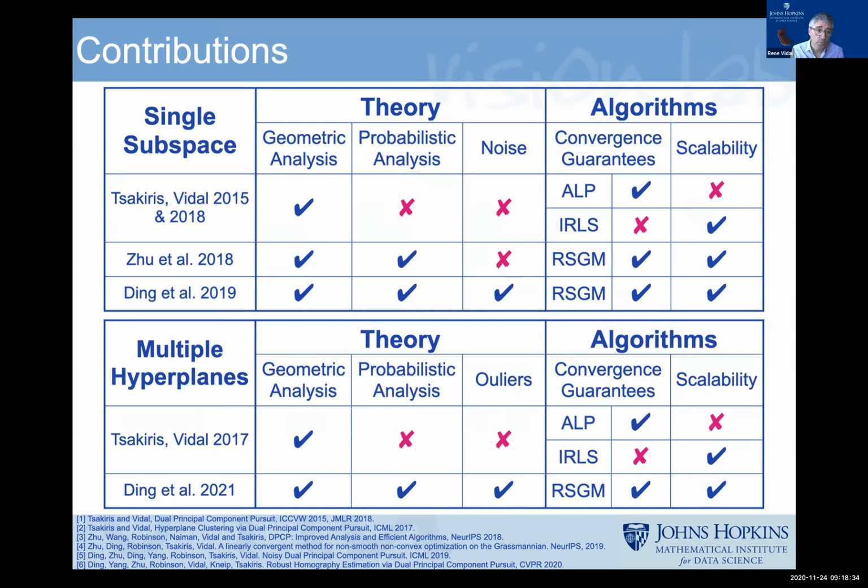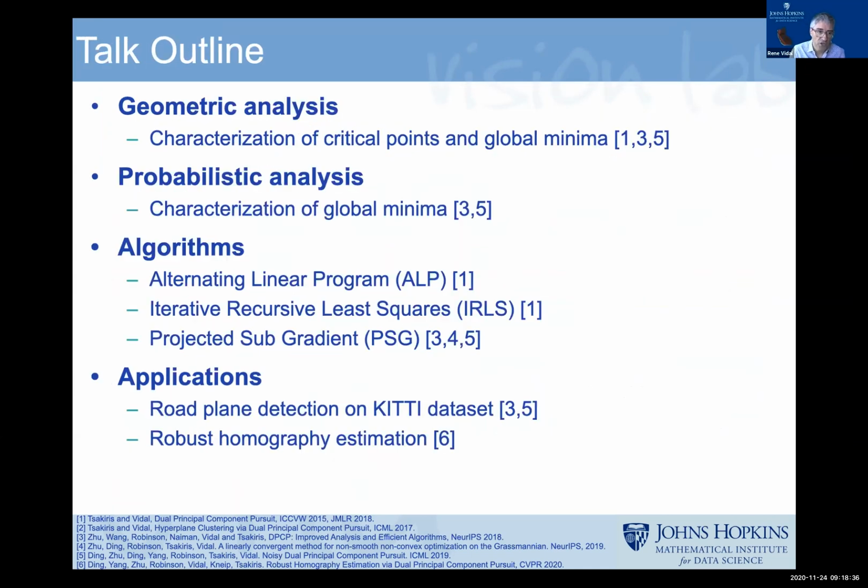All right, so with that in mind, this is the outline for my talk. I'll focus primarily on hyperplanes today, though, as I said, the theory extends. And I'll present geometric analysis, characterization of the critical points and global minima, and a probabilistic analysis with the result about the fact that we can tolerate the square of the number of inliers as outliers. Then I'll briefly define what the algorithms are, but primarily concentrate on the theoretical guarantees of convergence. And then I'll show you applications in 3D computer vision, particularly 3D plane estimation in the KITTI dataset.